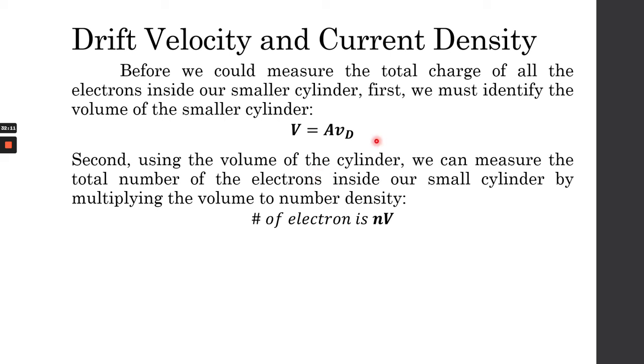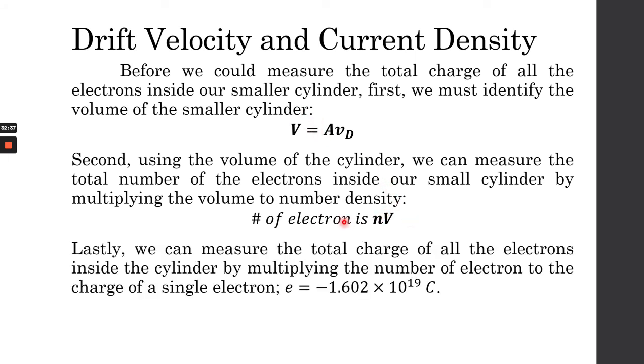But moving on, let's just be reminded why we are doing this. What we want is the total charge of all the electrons inside our cylinder. Before we can measure the total charge, we have to identify first the volume of our cylinder. Using the volume, we can find the total number of electrons inside our smaller cylinder by multiplying the number density by the volume. And lastly, we can measure the total charge of all the electrons inside the cylinder by simply multiplying the charge of a single electron by the number of electrons inside the cylinder.